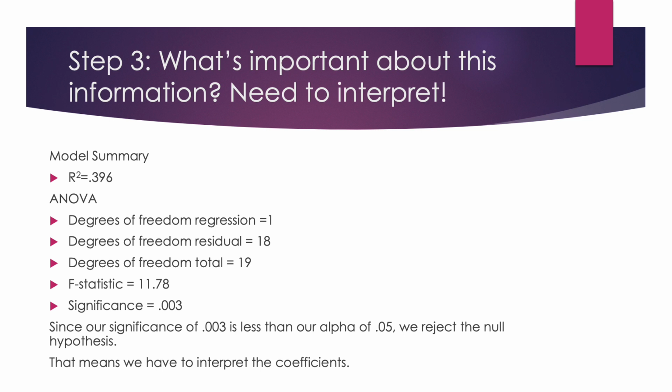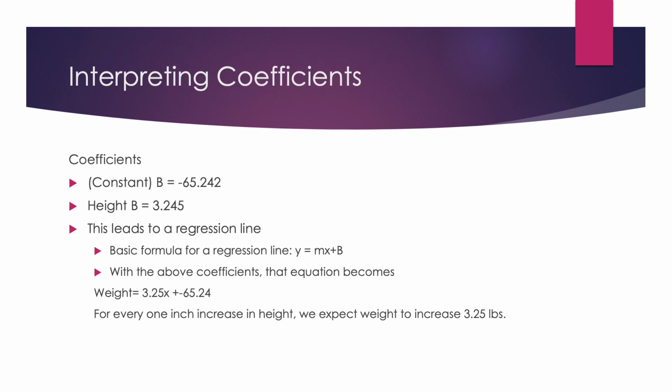Our alpha level is 0.05 because we wanted to be 95% confident. But since our significance of 0.003 is less than our alpha of 0.05, we reject our null hypothesis. Because we reject our null hypothesis, that means we have to interpret the coefficients for our regression.